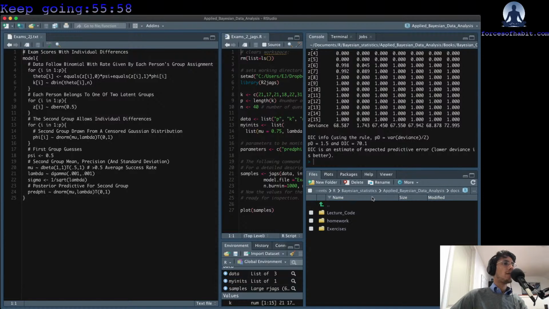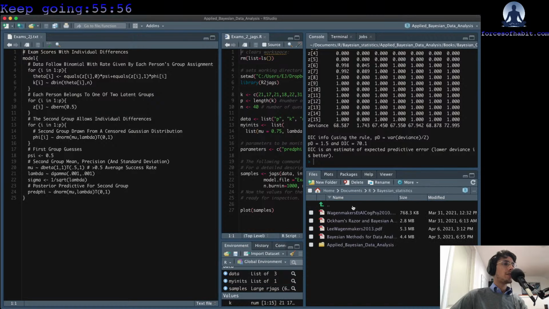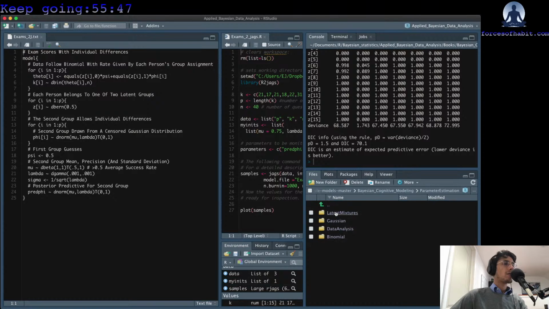Docs. I should really just figure out where the Stan code is and put it somewhere easy to access. But I like the file structure right now.